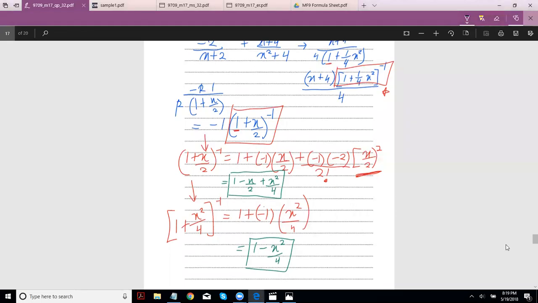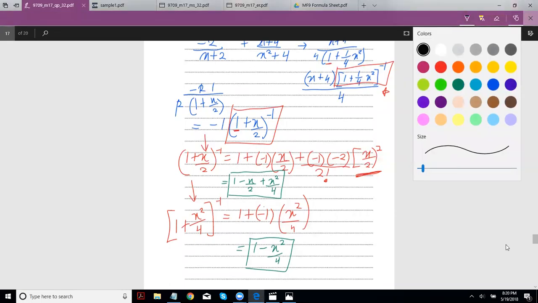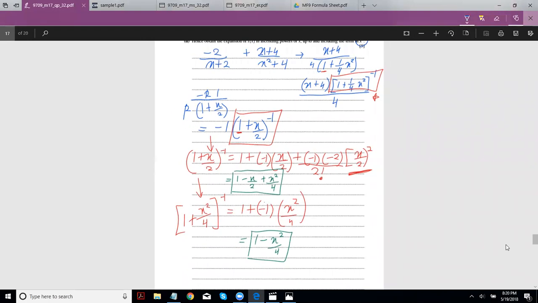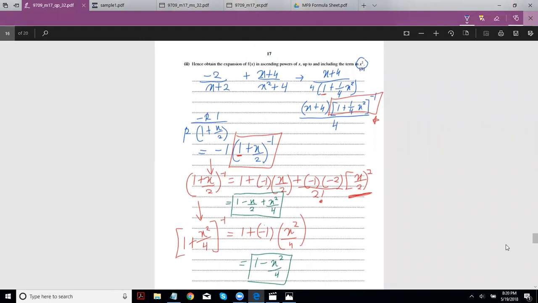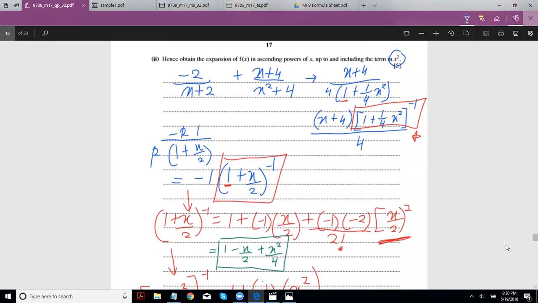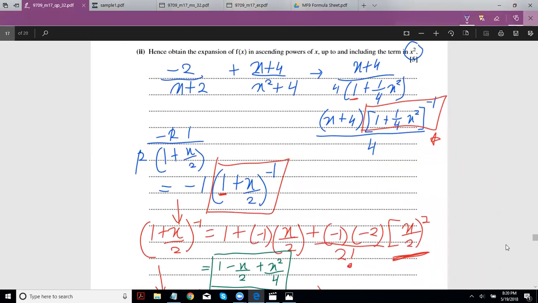All right, so we had solved it this far. I have done the simplifications in green for you guys, and we just need to slightly recall what our original expressions looked like. So we had this, and it was adding with this, and we had to give this expansion up to and including the term x square in ascending powers of x.